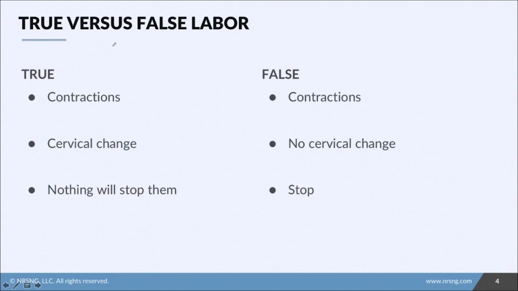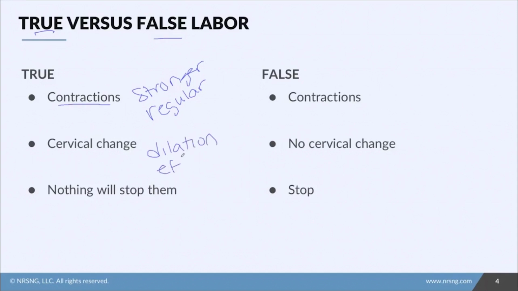All right, so other pieces of our mechanisms of labor are going to be, is it true labor or is it false labor? So let's compare these. With true labor, there's contractions occurring, and these contractions are going to be strong. They're going to get stronger. They're going to be regular, so we can time them. So strong and regular. There is cervical change happening. So we have the dilation occurring of the cervix, and we have effacement. And then with our true labor, nothing will stop the contractions. Nothing's going to stop the dilation and effacement from occurring.